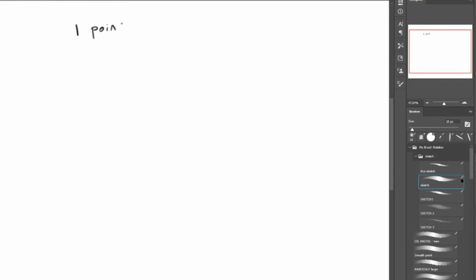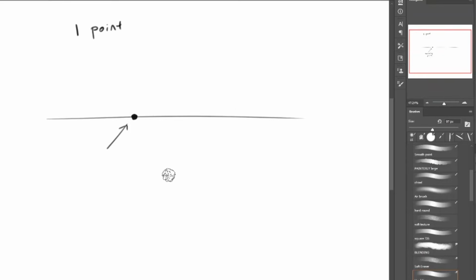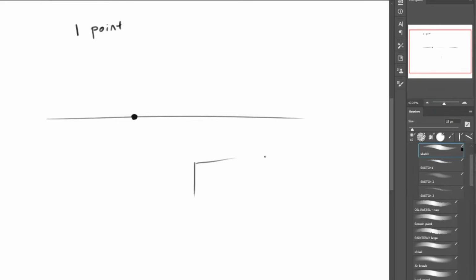There are 3 different types of perspective that I'm going to cover in this video, and we're going to start with 1 point. Okay, what we're going to do is draw a horizon line and put a dot on it. This dot is called the vanishing point. And what a vanishing point is basically, all of your perspective lines are going to point towards this thing and they're going to converge at this point.